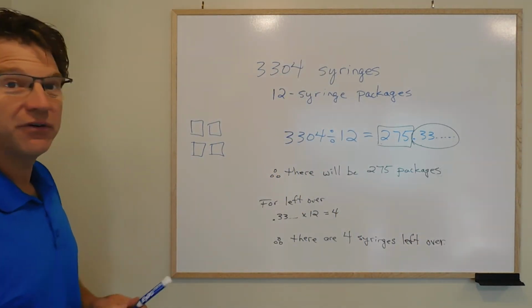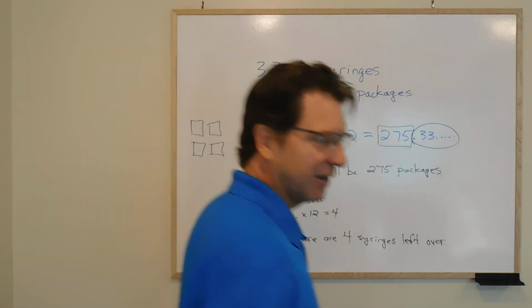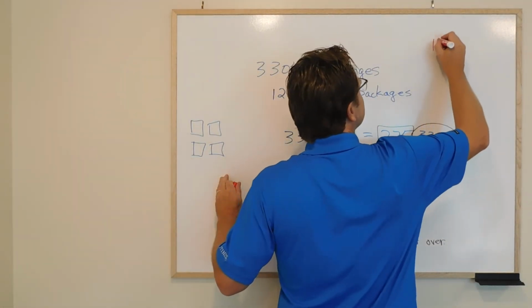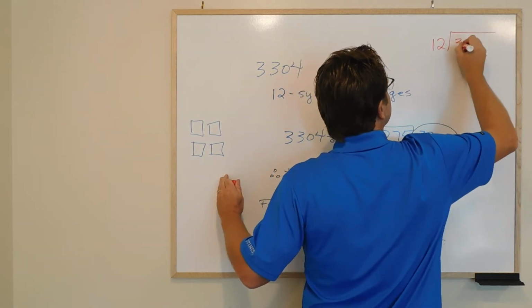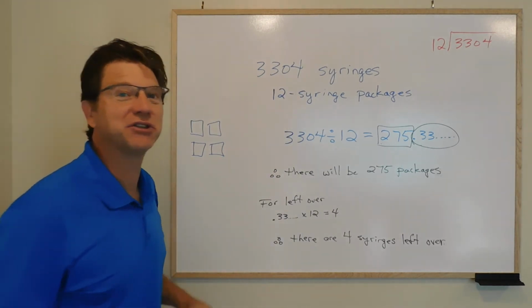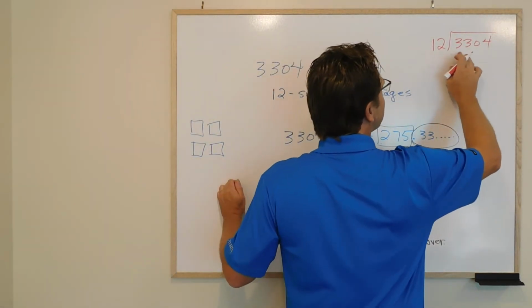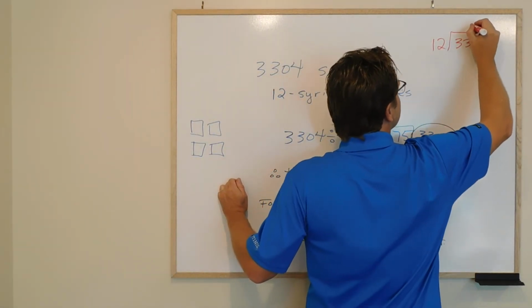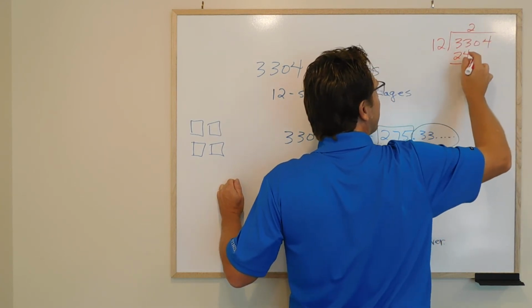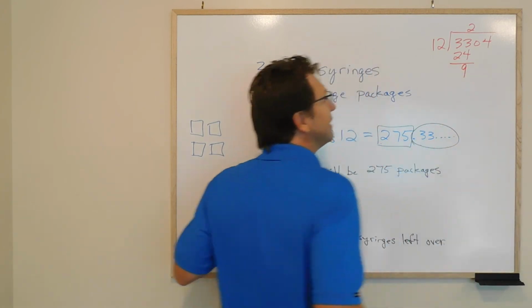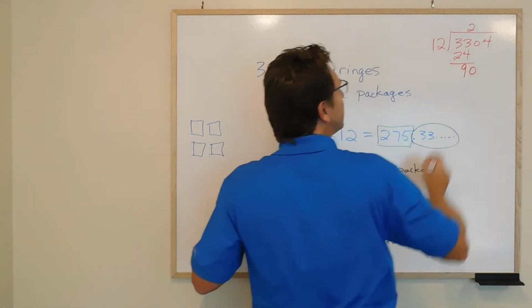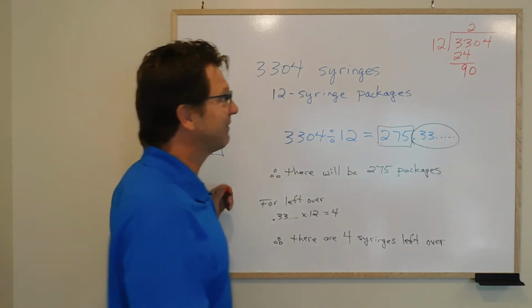If you did it through long division, I'll take a red here, a different color, it would look like this. I'm not saying you have to do long division, but I want to show you what it looks like. 12 goes into 33 twice, 24. 33 minus 24 is 9, leaving me with 9. I would bring down the 0. 12 goes into 90 7 times.